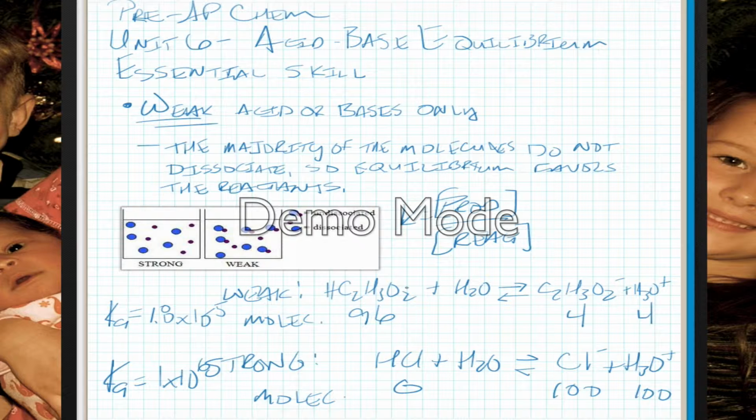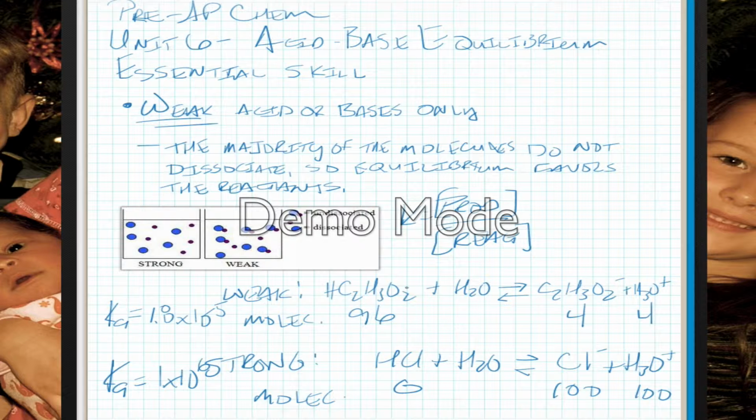The first thing you should know is that when doing this essential skill, equilibrium, it's only for weak acid or bases. This is not done with strong acid or bases. We're going to make an ICE table and calculate what the concentration of the H plus or the OH minus is. When you have a strong acid or base, it's assumed it all goes to completion. So the concentration of the H plus or the OH minus is the same as the concentration of the acid or base. But with the weak acid or base, it does not dissociate completely.